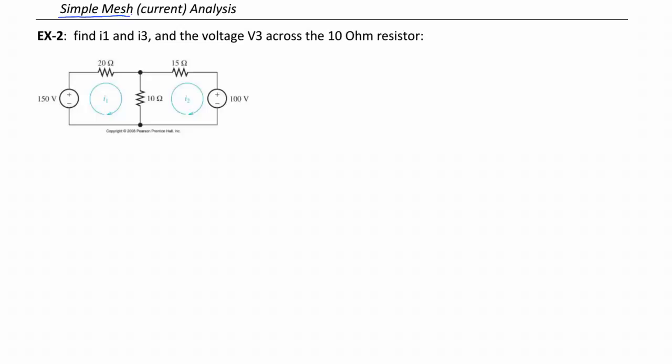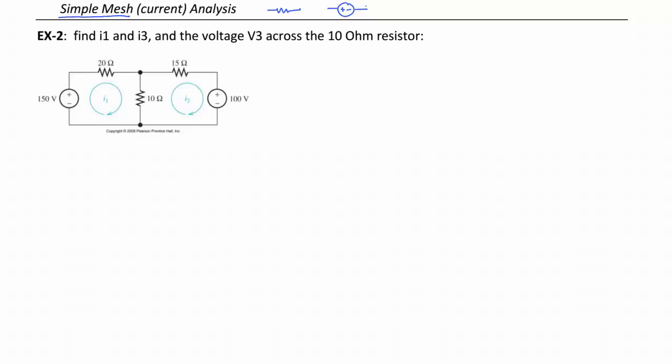So now let's look at a mesh analysis example, and notice here we also have judiciously chosen the components in this initial circuit. There are only resistors and voltage sources, and we'll see that that leads to the simplest mesh analysis scenario.